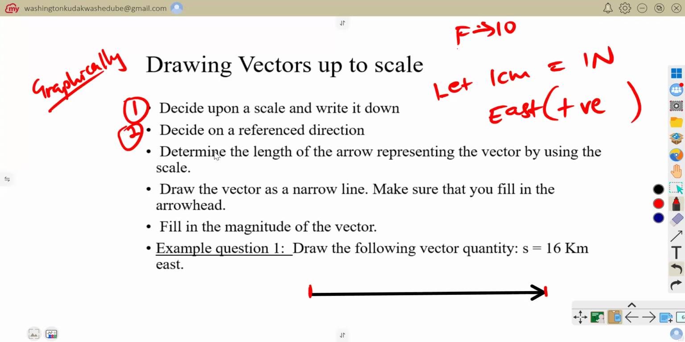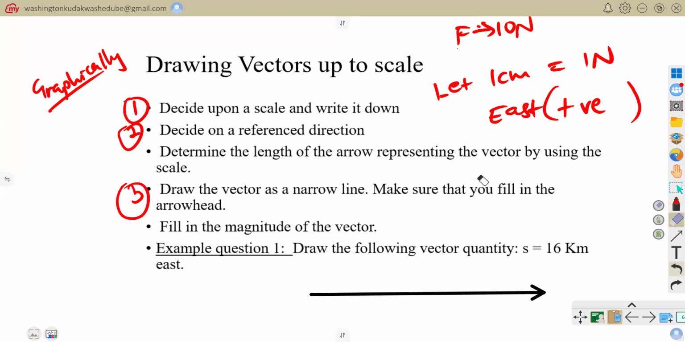After that, you need to determine the length of the arrow representing the vector by using the scale. So if you are given an arrow like this, you can use your ruler and measure this length. If this length is equal to 10 centimeters, it simply means that by your scale, 10 centimeters will be representing 10 newtons. And then you draw the vector as an arrow line. These steps are just stating what I've just done here. So the vector will be drawn as an arrow line like this. This becomes your vector at the end of the day.